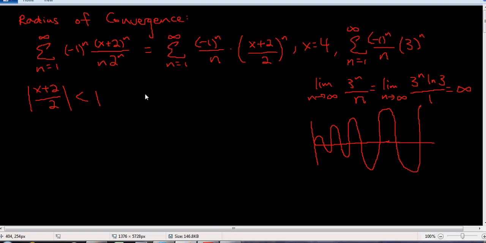Right now, we're going to try to use the direct comparison test. You remember, in the direct comparison test, everything needs to be positive, like all the terms that you add have to be positive. So we're going to look instead at the sum from n equals 1 to infinity of this whole thing, but taking the absolute value.